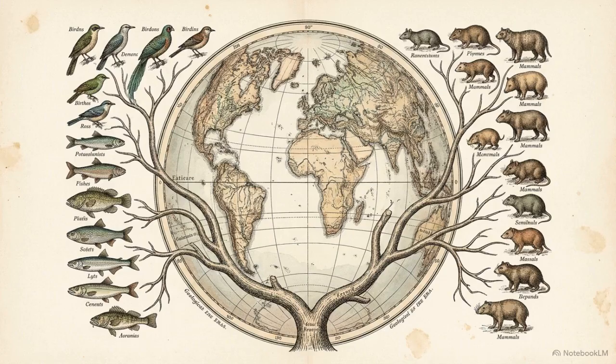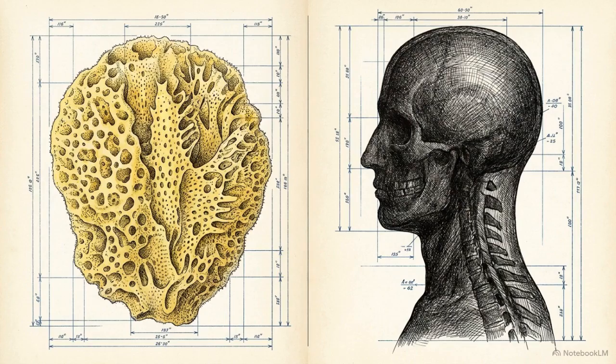The resulting taxonomic map reveals the shared structural history of life on Earth, where every creature, from a sponge to a human, is defined by these specific architectural milestones.